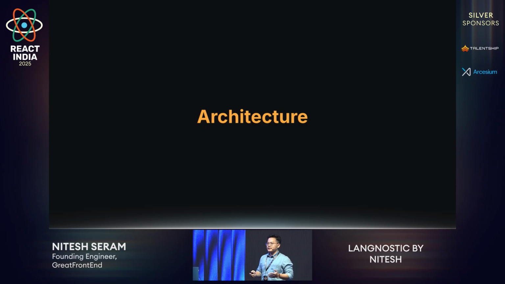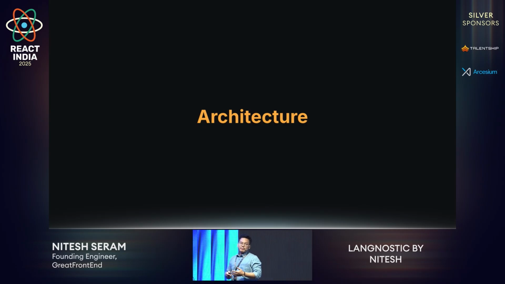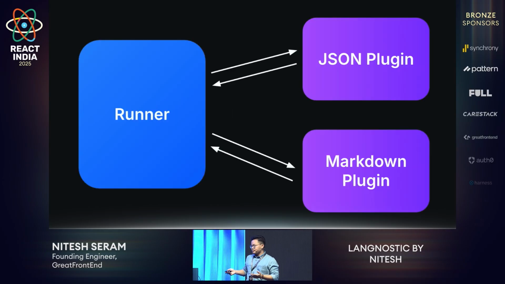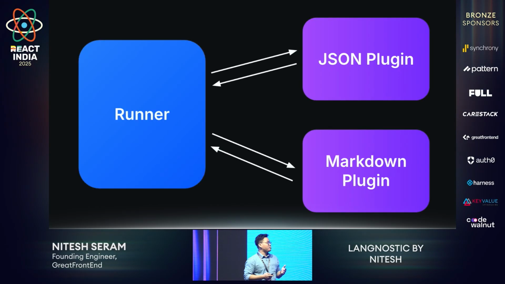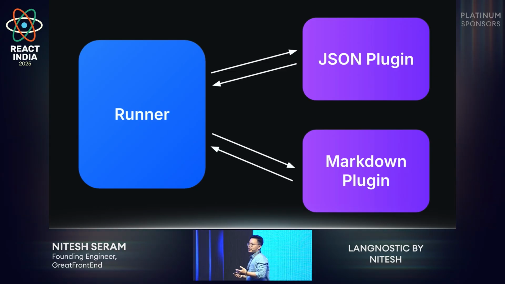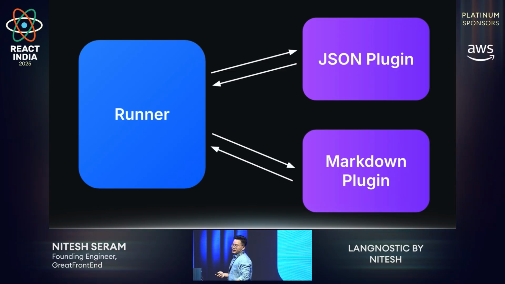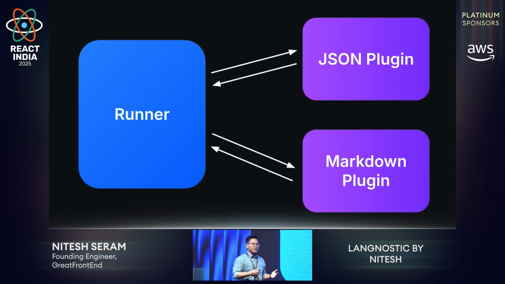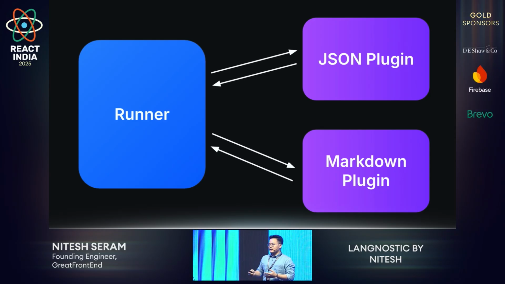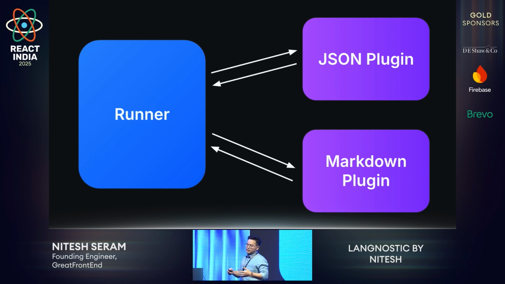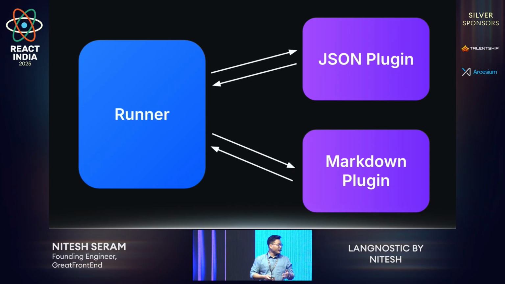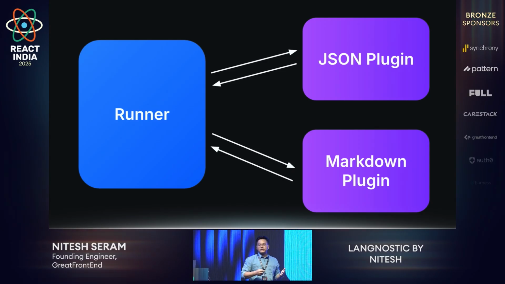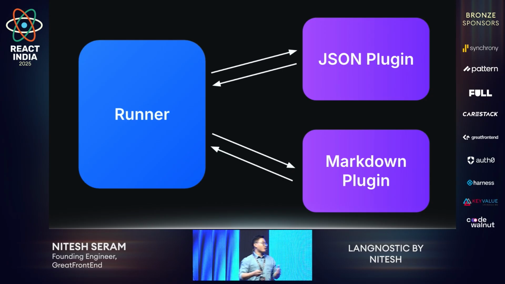Let's look into the architecture that powers Langnostic and makes it powerful and yet simple to use. It works on two main systems, runners and plugins. So you can think of the runner as the brain of the operation. It's the main orchestration engine that loads your Langnostic config file, then communicates with the plugin, and handles and manages all your AI translation workflow. And next is the plugin. You can think of the plugin as a specialist, which handles all the file-specific format operations.